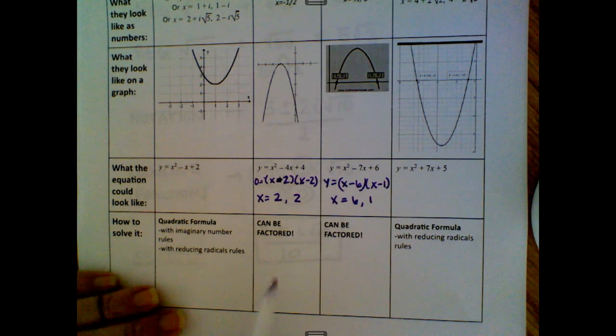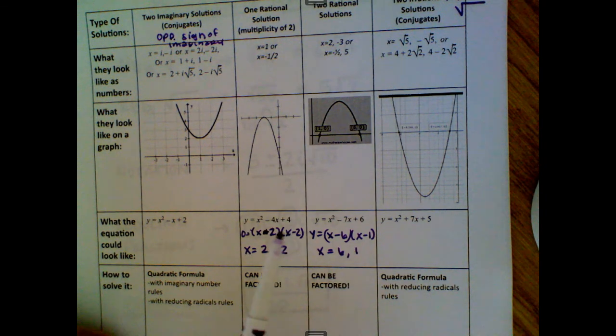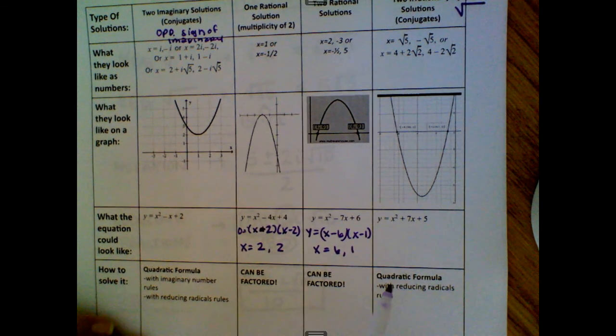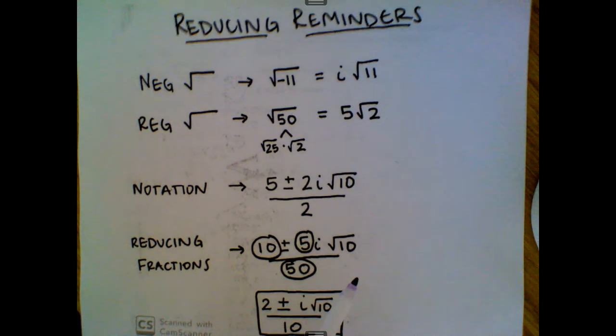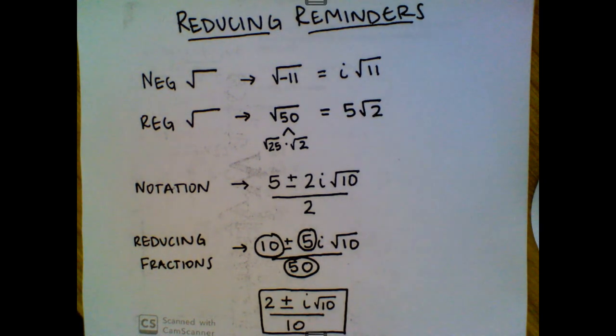And then if you look down here, these are how we should solve them. So again, factoring is so much easier than what I'm about to teach, the quadratic formula. But we're going to go over the quadratic formula now so we can learn how to find these. Before going over the quadratic formula, I do need to go over the imaginary number rules and the reducing radical rules. So on the next page of your notes are what I call reducing reminders.